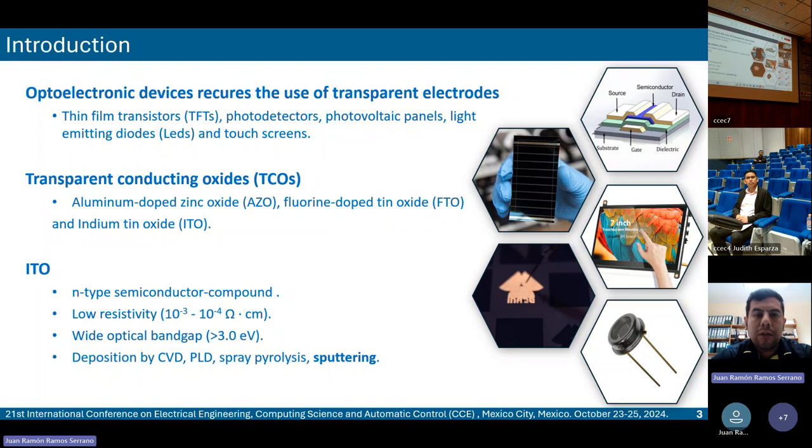Currently, it's possible to obtain it by different techniques such as CVD, PLD, spray pyrolysis, and sputtering. Among these techniques, sputtering is widely used for ITO deposition due to the capability to obtain uniform films over a large area, even at an industrial scale. Another advantage is that the deposition can be done at low temperature.